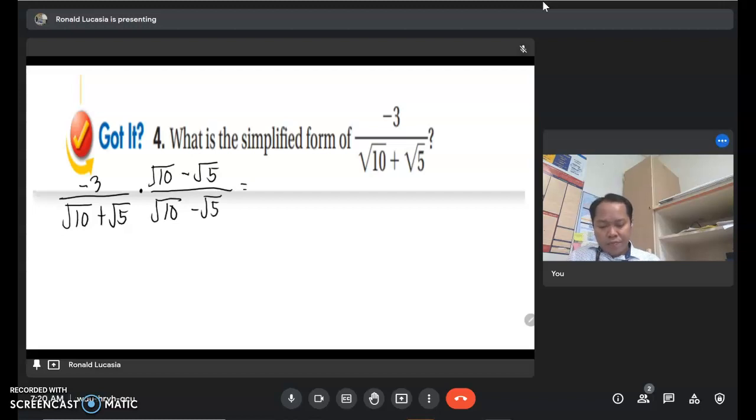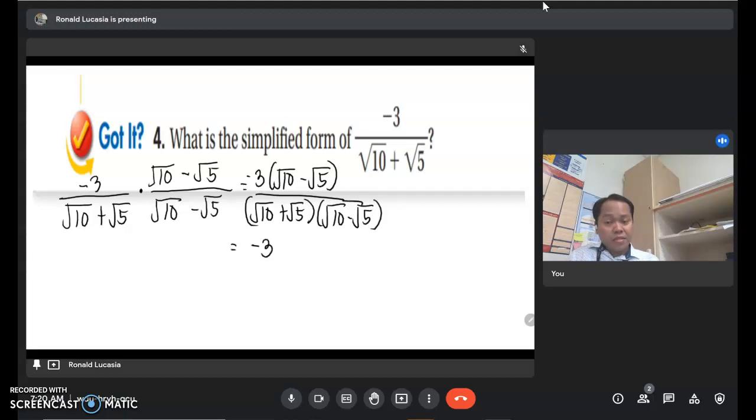So distribute, that is negative 3 times the square root of 10 minus the square root of 5 over the square root of 10 plus the square root of 5, multiplied by the square root of 10 minus the square root of 5. So you have negative 3 times the square root of 10, that's negative 3 square root of 10. And negative 3 times negative square root of 5, that's positive 3 square root of 5. The denominator, the square root of 10 times the square root of 10 is the square root of 100. The square root of 5 times the negative square root of 5, that's negative the square root of 25.